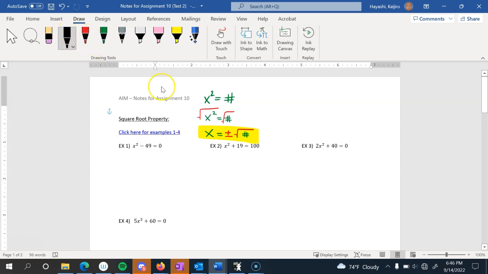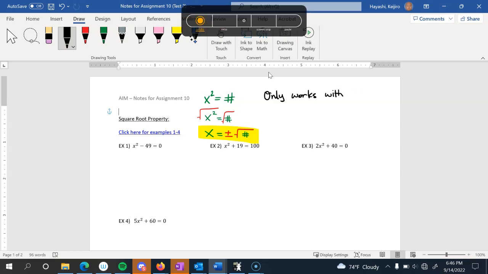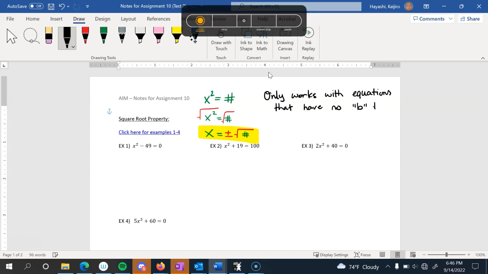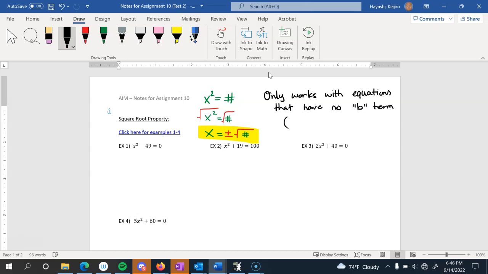So we'll just try it on one of these. But let me write down, this only works with equations that have no b term. Meaning that there's only the x squared term and the constant.